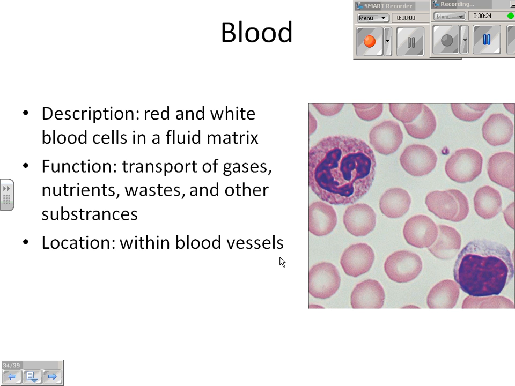And then again, also what you'll see are tiny little fragments floating in the blood sample. Those are platelets. And what are the functions here? Of course, transport. Transport what? Gases, nutrients, waste, any substance will be transported in the blood. And where do you find it? In your blood vessels.